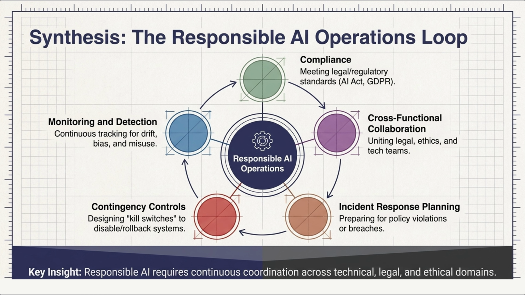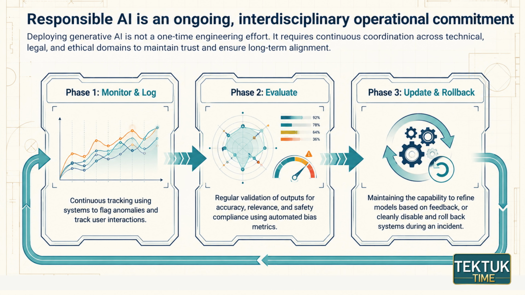So, for your final takeaway, and definitely mark this with a star for the exam, here is the strict three-phase life cycle that is absolutely necessary for long-term alignment. Phase 1, monitor and log. You're continuously tracking the systems to flag any anomalies in user interactions. Phase 2, evaluate. You're regularly validating outputs for accuracy and safety compliance using automated metrics. And Phase 3, update and rollback. You must always maintain the capability to seamlessly update your models based on feedback or entirely roll back the system during a major incident.